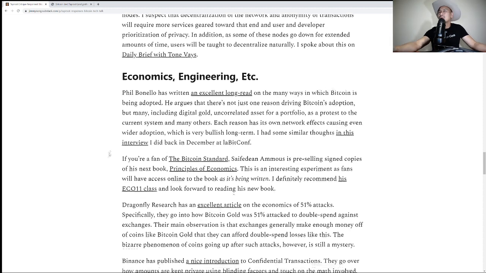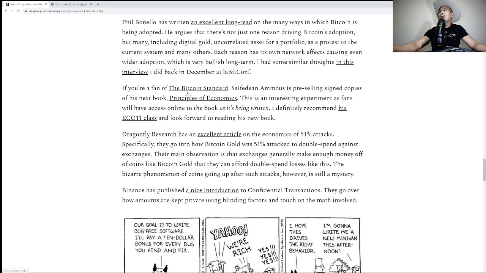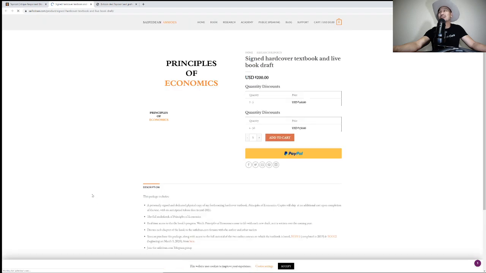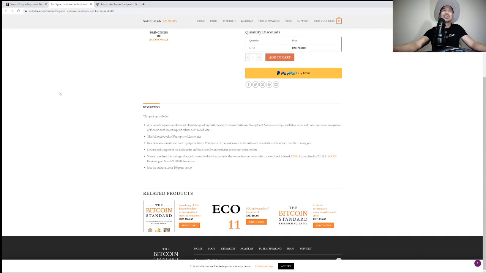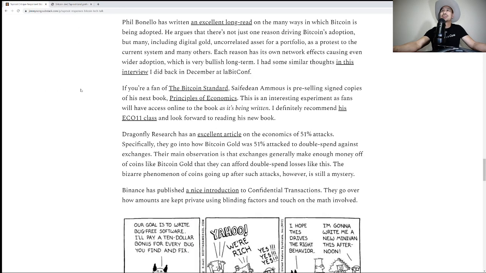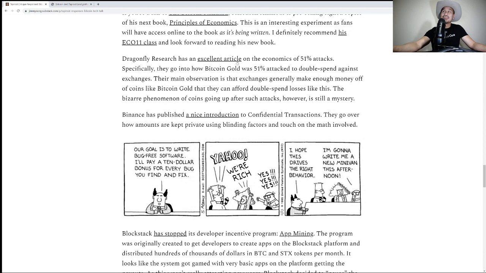It's similar to, I think, what Trace Mayer talks about. Saifedean Ammous is pre-selling copies of his next book, Principles of Economics, which in and of itself is very interesting. $200, you get to read the book as it's being written. I really enjoyed The Bitcoin Standard, and I was fortunate to get a pre-draft copy, and I gave him feedback and so on. So if you're a fan, I think this is an interesting model that not many people have done.